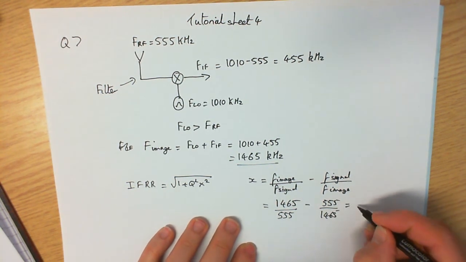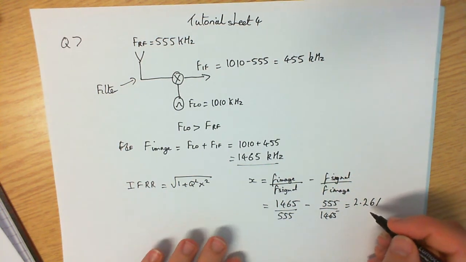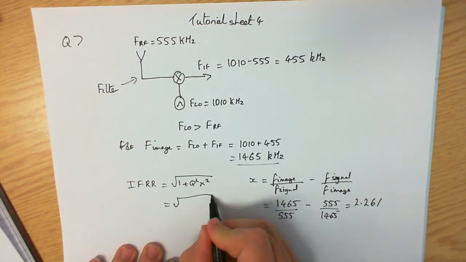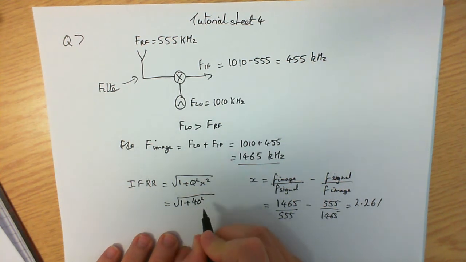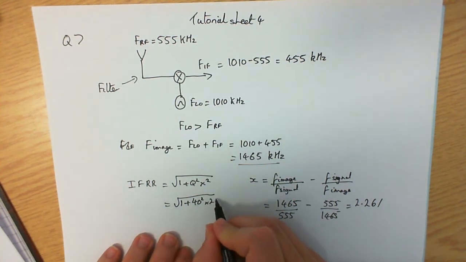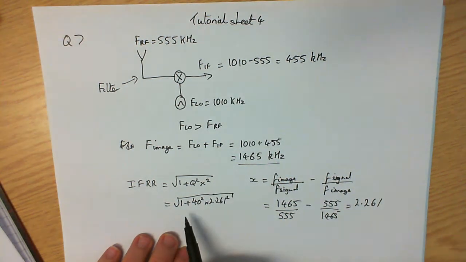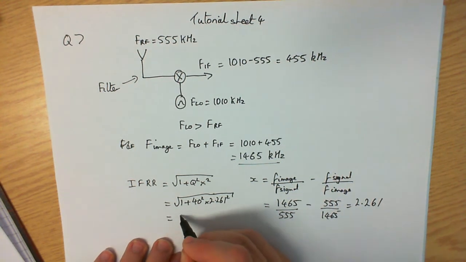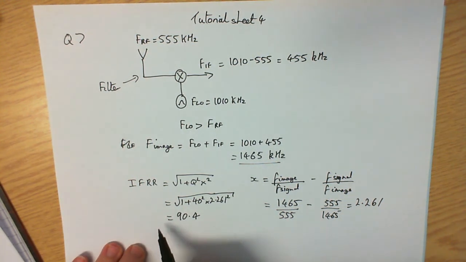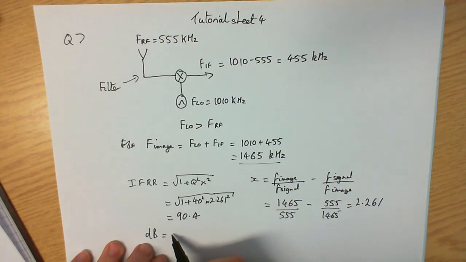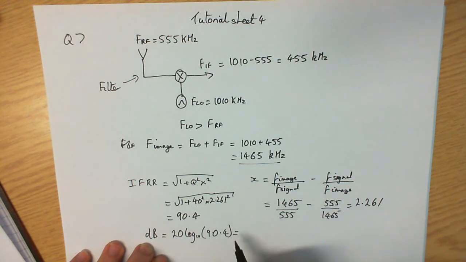And if you do that, you get 2.261, and you put that into this equation, so you get the square root of 1 plus our Q. Well, our Q factor from the question is 40, so it's 40 squared multiplied by 2.261 squared. Calculate that and you get 90.4. That's in linear terms, so in dBs, because this is a voltage ratio, it's 20 log 10 of 90.4, which is equal to 39.1 dBs.